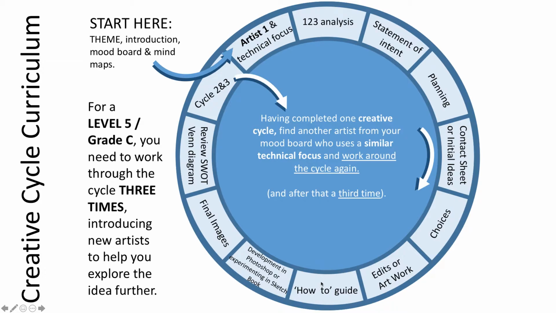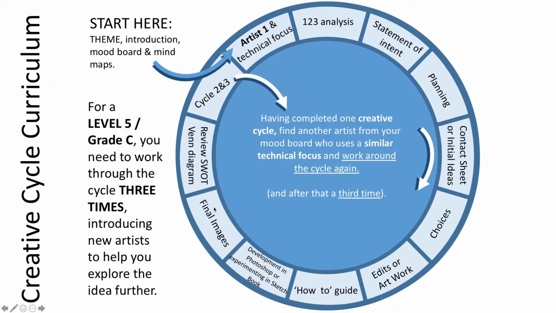Some kind of a how-to guide. This will be your annotation. This will be you explaining exactly what you're doing, how you're doing it, and why you're doing it using the 5 Ws. We then go on to some kind of development. Now, this may be in Photoshop if you're a photographer, or it might be some sort of experimentation that's shown in your sketchbook if you're an artist. But we do need to see that deep development. We need to see the idea growing.